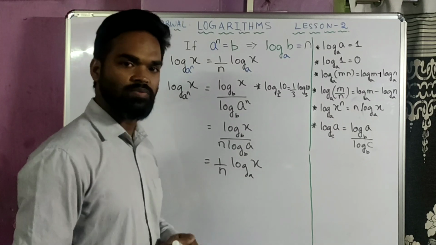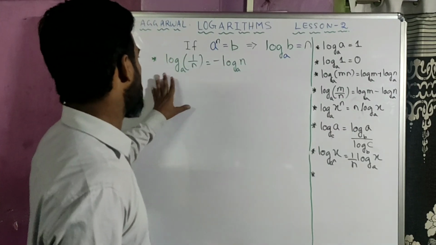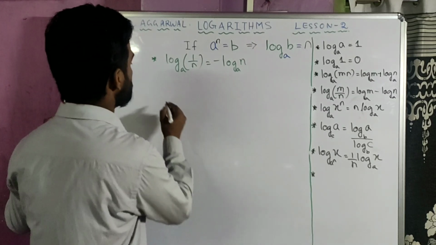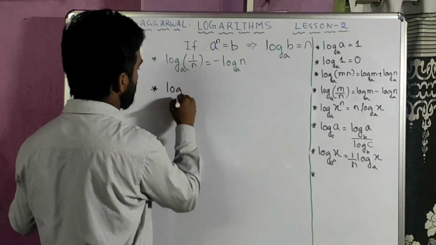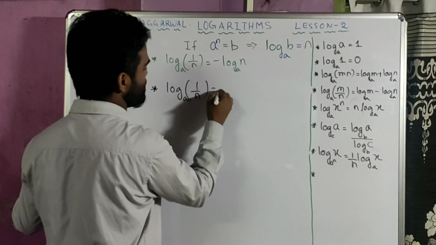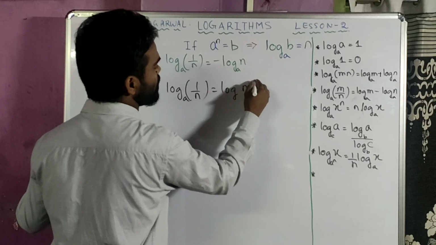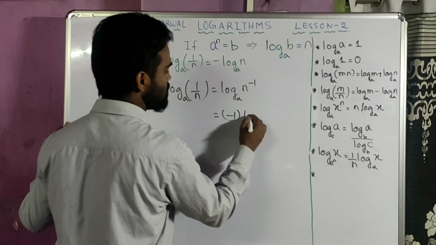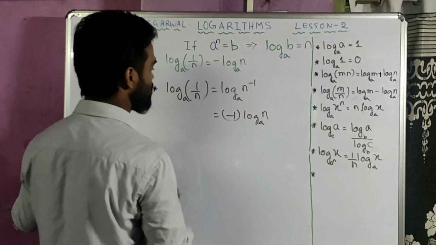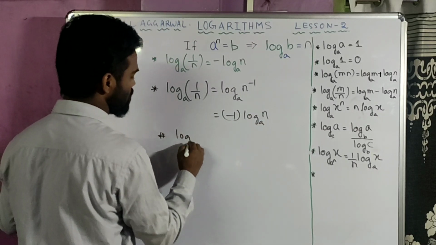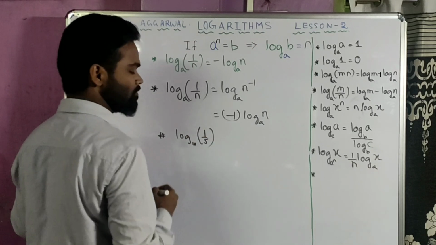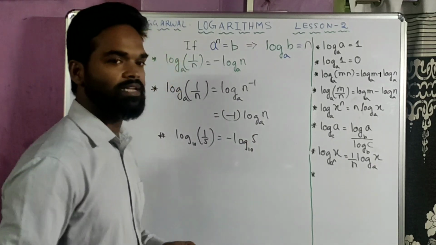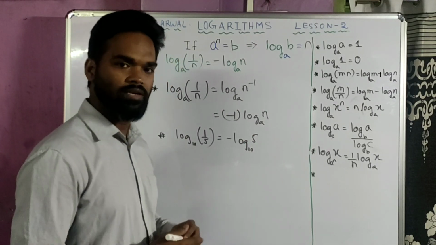Now we look at the next property. Now look at this property, very easy. Log 1 by n to the base a is equal to minus log n to the base a. How? Just look over here. Log 1 by n base a can be written as log n to the power minus 1 to the base a. Now we know minus 1 comes in front. Okay, so this is minus log n base a. What I mean, suppose we have log 1 by 5 to the base 10. This can be written as minus log 5 to the base 10. Clear?